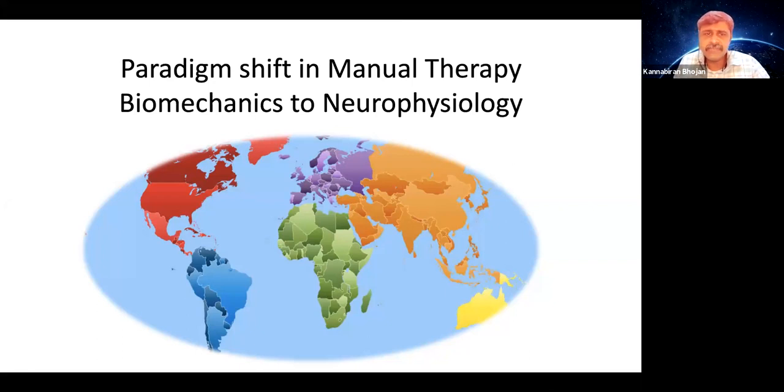So what is the difference in approach? Manual therapy is manual therapy, but why do you need to highlight neurophysiology? What about earlier? People used to do thrust manipulation. Even now, we do thrust manipulation, but most of the justification was given based on the biomechanical model.